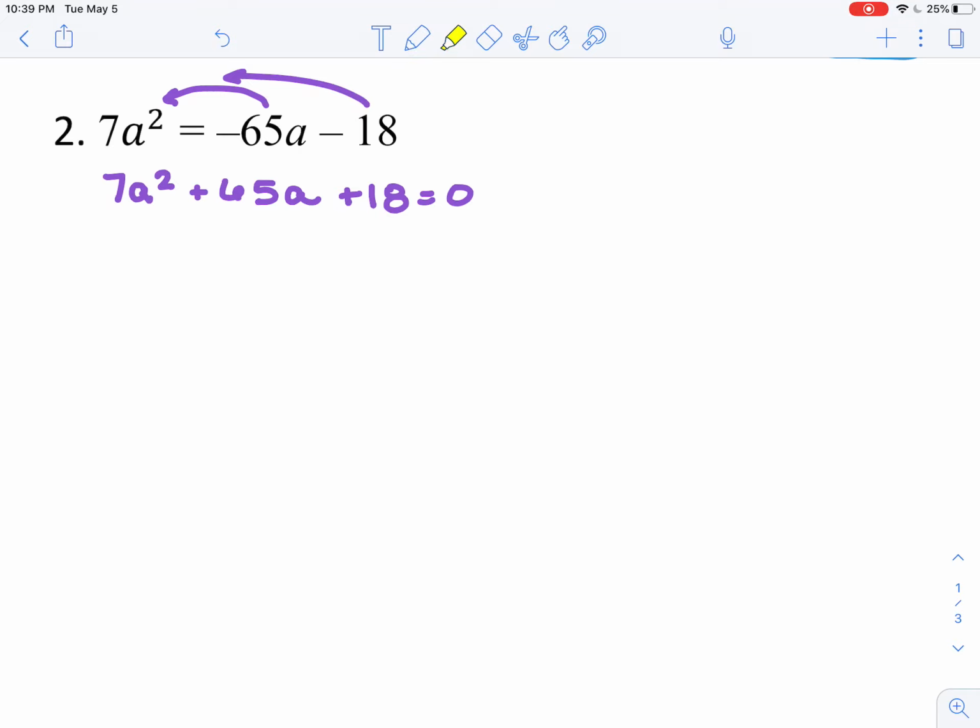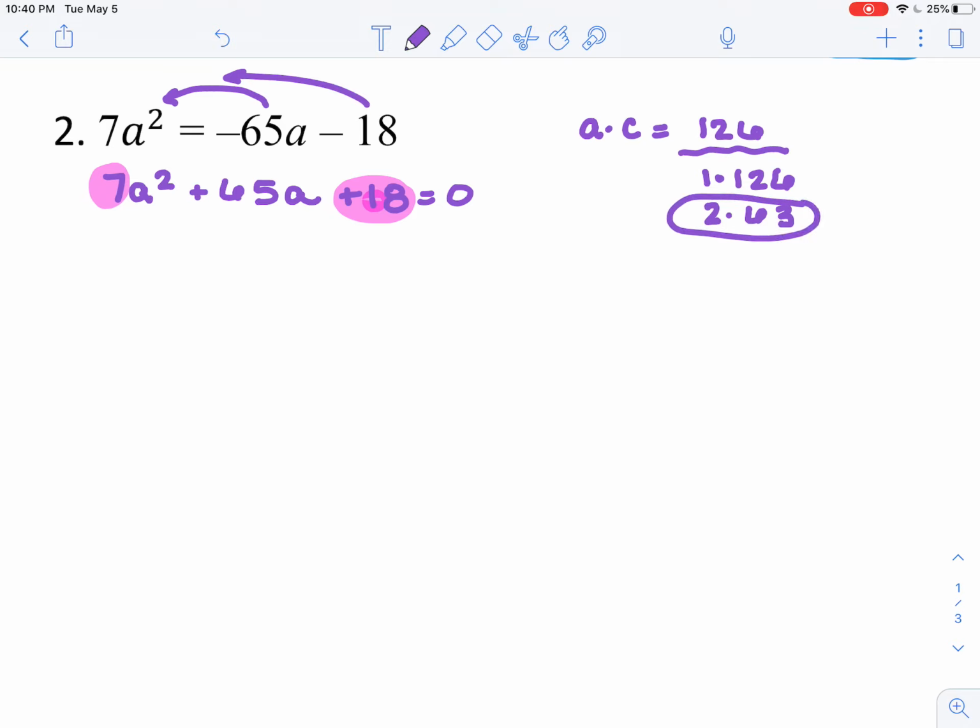equals 0. We have our trinomial. The leading coefficient is not a 1, so we're going to use the a times c method. When I multiply 7 times 18, I get 126. We need the factors of 126 that add up to the middle term of 65. So I have 1 times 126, 2 times 63, and I'm going to stop there because I found the pair that multiply to 126 that add to 65.